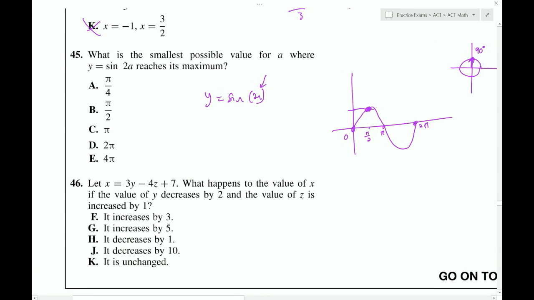So anyway, we want the argument, which is 2a, we want that to equal pi over 2, right? So then what would a have to be? Well, if we divide by 2 on both sides, a would have to equal pi over 4, right?